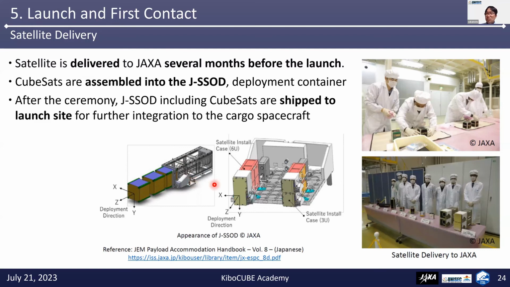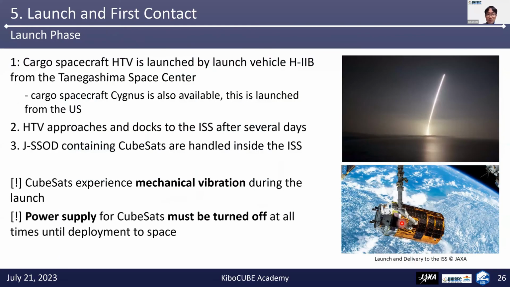After the handover ceremony, the JSSOD, including CubeSats, is shipped to the launch site for further integration to the cargo spacecraft. The cargo spacecraft, the HTV from Japan, was launched by H2B from Tanegashima Space Center. The launcher will be changed in the next launch. The cargo spacecraft Cygnus is also often available. This is launched from the United States, so the delivery timing is longer. For Cygnus, we need to prepare 3 or 4 months before the launch.